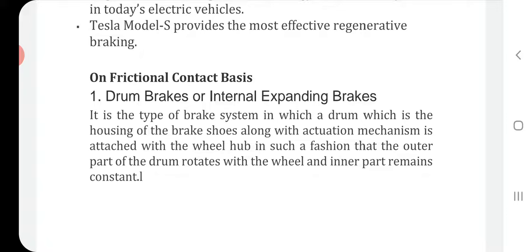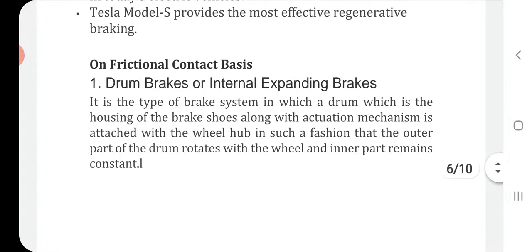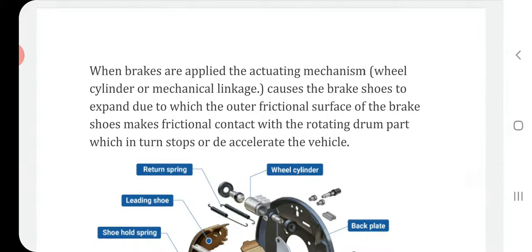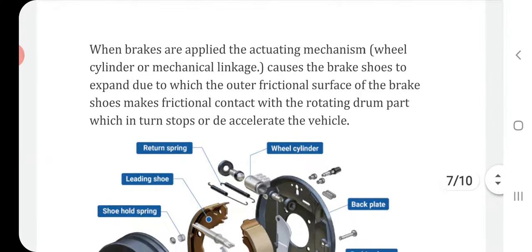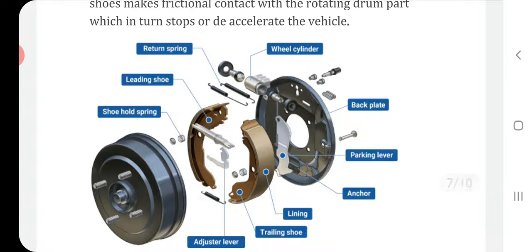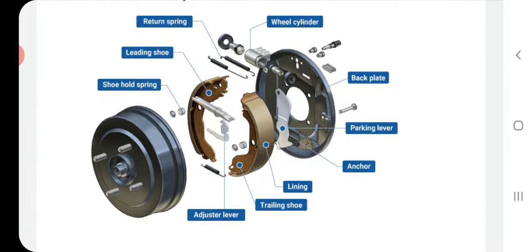The first one is the drum brake. It is a very simple construction. It is the type of brake system in which a drum, which is the housing of the brake shoe along with the actuation mechanism, is attached to the wheel hub in such a fashion that the outer part of the drum rotates with the wheel and the inner part remains constant. So when brakes are applied, the actuation mechanism causes the brake shoe to expand, due to which the outer frictional surface of the brake shoe makes frictional contact with the rotating drum part, which in turn stops or decelerates the vehicle. So this is the small diagram that I have taken for your understanding.